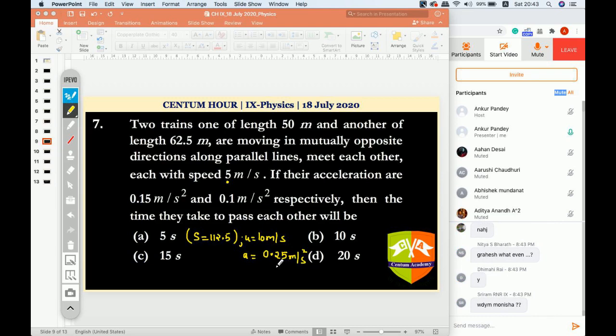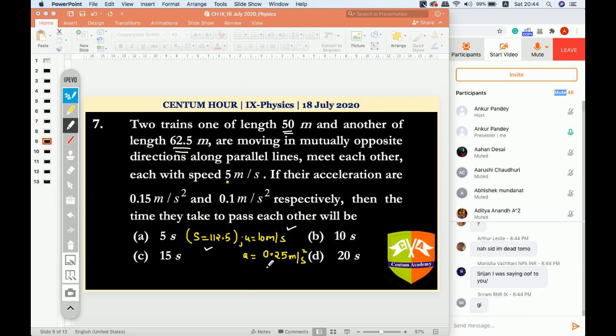Good. I'll repeat, bache. First thing we have to calculate is the total displacement to be covered in order to cross each other. That will be the sum of the lengths. Then, with what initial velocity are they meeting each other? As they are meeting with 5 meter per second each, moving in opposite directions, the resultant velocity is 5 plus 5, 10 meter per second. The total effective acceleration will be the acceleration of one plus the acceleration of the other, as they are moving in opposite directions. Okay?